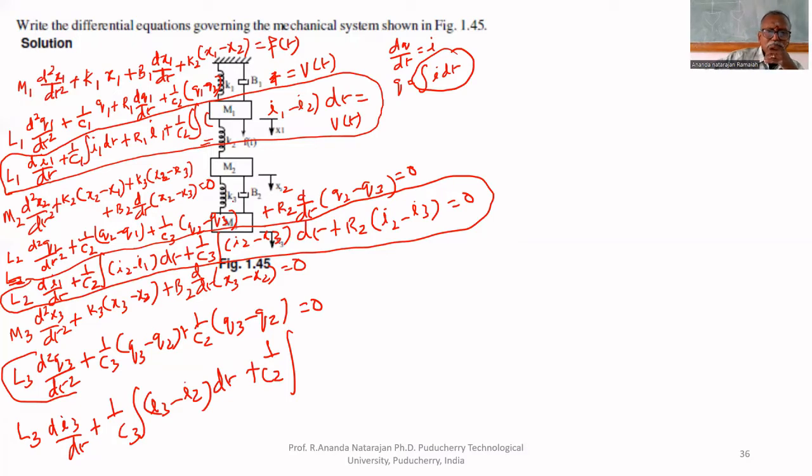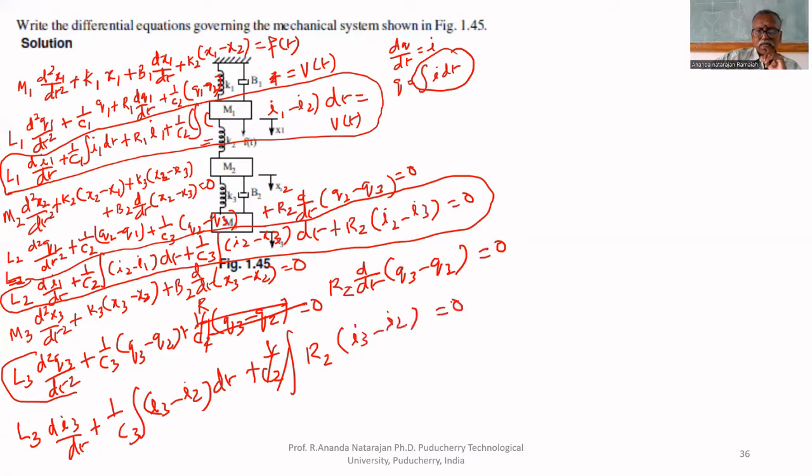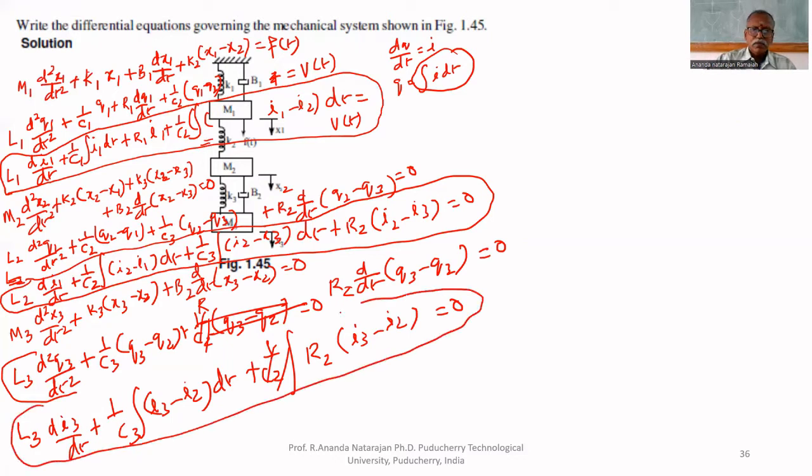plus R2 d by dt of (q3 minus q2) equal to 0. That is equal to R2 multiplied by (i3 minus i2) equal to 0. If you consider these three equations, we can draw the electrical analogous of the mechanical system.